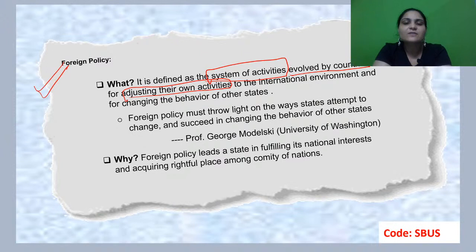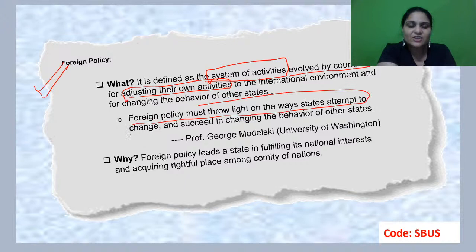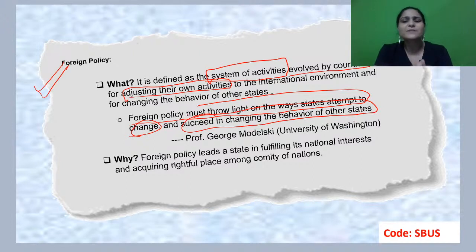So every action we take on the international front is basically pointing towards letting the world know that we are here, we are there to contribute to the changing world, and we must be recognized, and we should be given that seat on the global diplomatic table. Foreign policy must throw light on the way a state attempts to change itself and succeed in changing the behavior of other states. So your foreign policy topic will always be very, very dynamic.